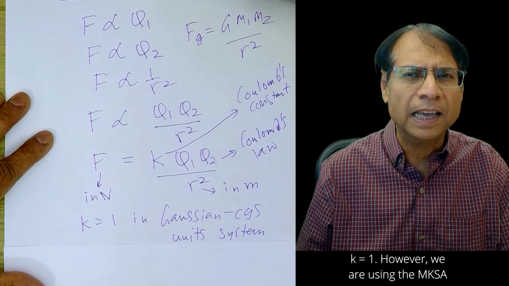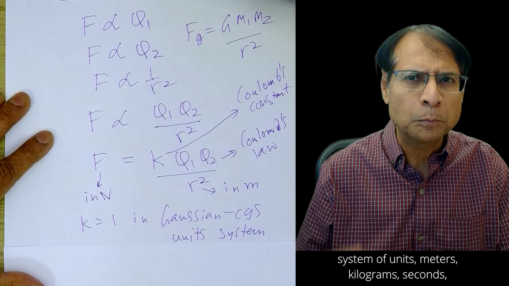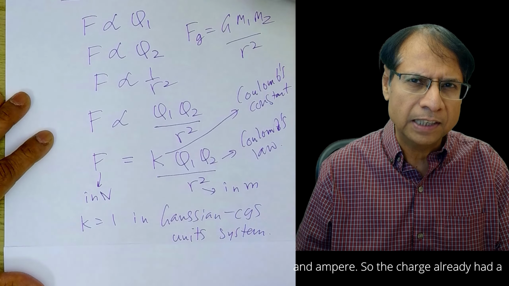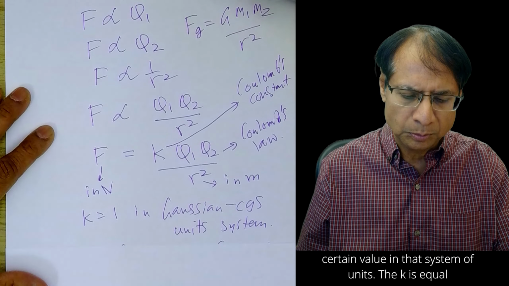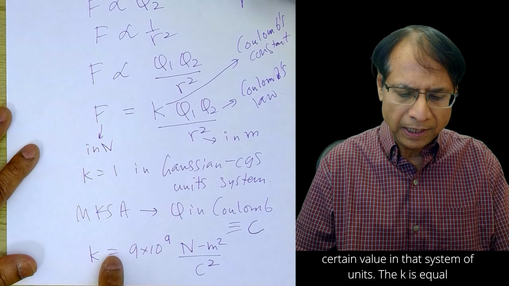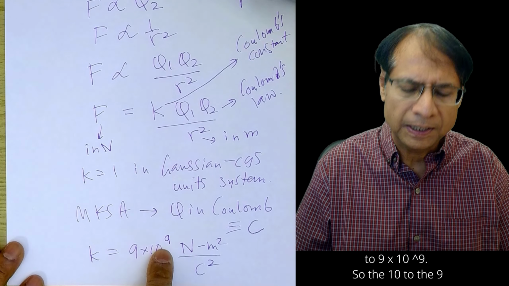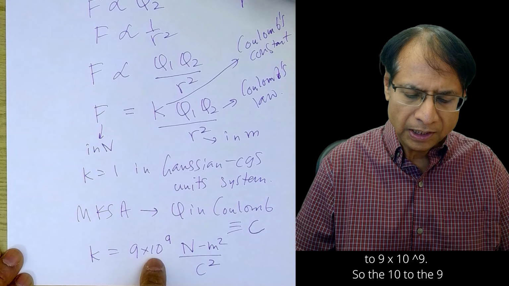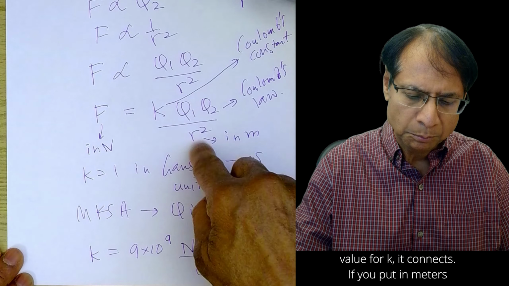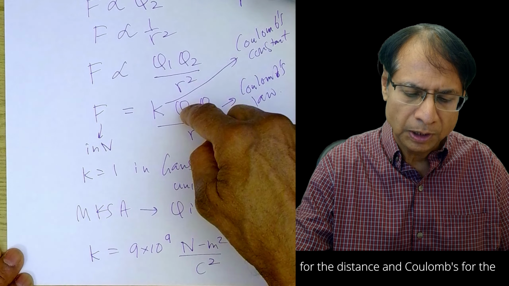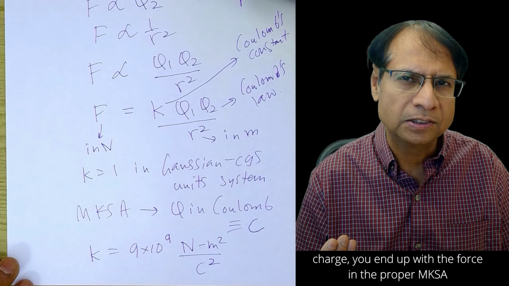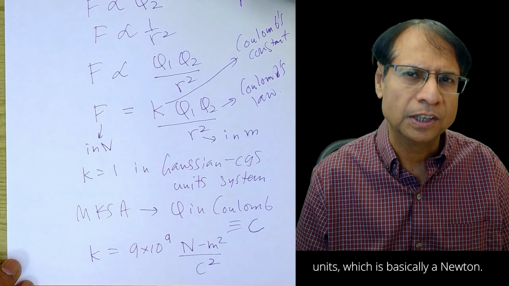However, we are using the MKSA system of units: meters, kilograms, seconds, and ampere. So the charge already had a certain value. In that system of units, the K is equal to 9 times 10 to the 9. So the 10 to the 9 value for K, it connects. If you put in meters for the distance and coulombs for the charge, you end up with the force in the proper MKSA units, which is basically a Newton.